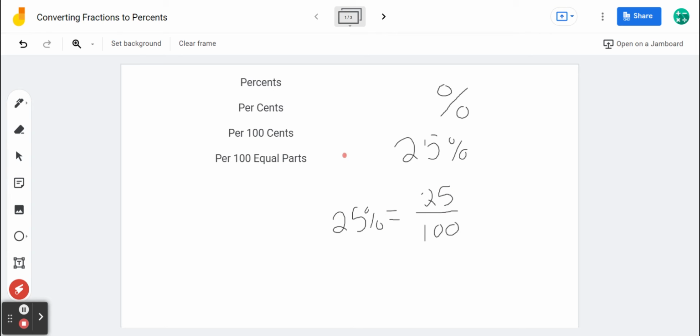Now we can use this to convert fractions to percents, because percentages are fractions. We got to this at the end of class again. Percentages are fractions. 25%, that's a fraction. 50%, that's 50 over 100, that's a fraction. So if you understand fractions, you should understand percents. It's all connected.